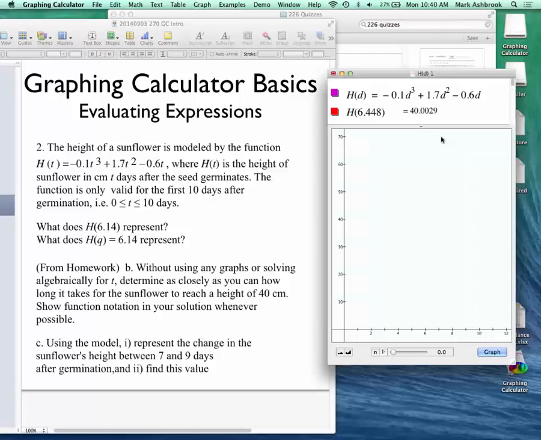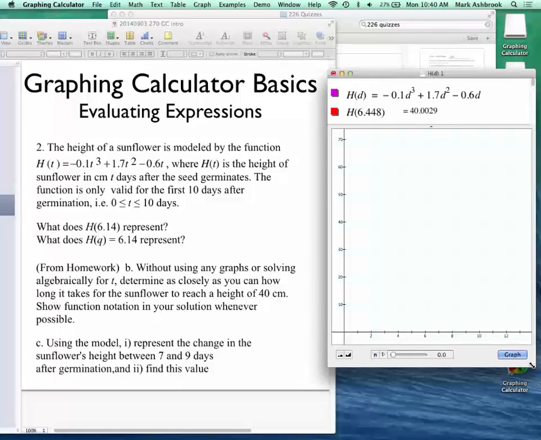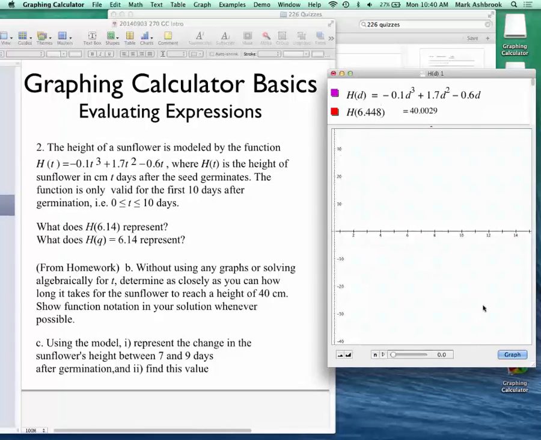Okay, so let's talk about the next question in part C. It says, represent the change in the sunflower's height between 7 and 9 days after germination. Before we do that, let's talk about changes, notation, and what we mean when we say a change. Let's talk only about this axis here for the number of days.